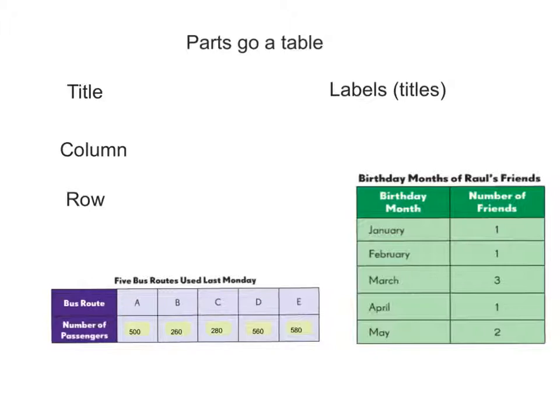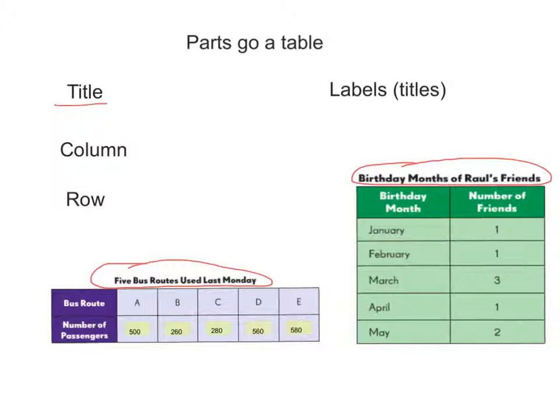Every table has to have a title. We have to know what the table is about. So in this purple table, the title is 5 bus routes used last Monday. In the green table, it's called Birthday Months of Raul's Friends. So the title tells us what the data is. What are the numbers and information that was collected?